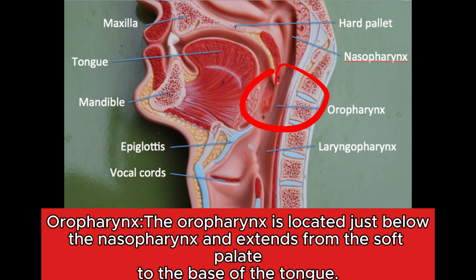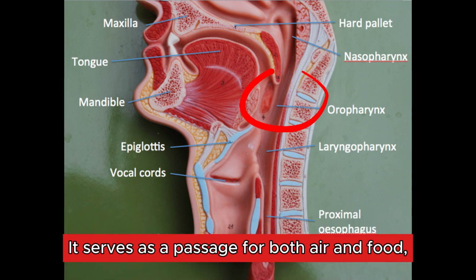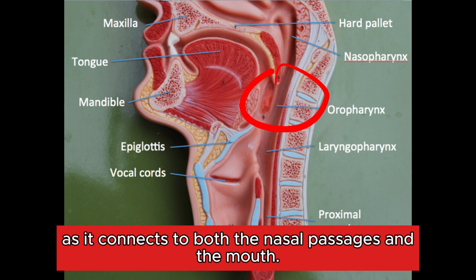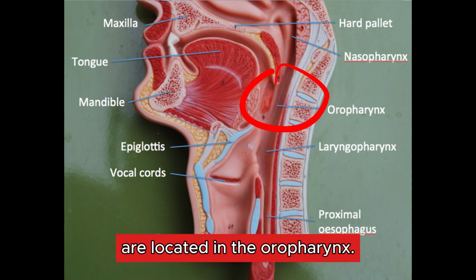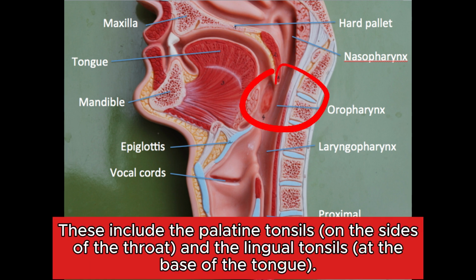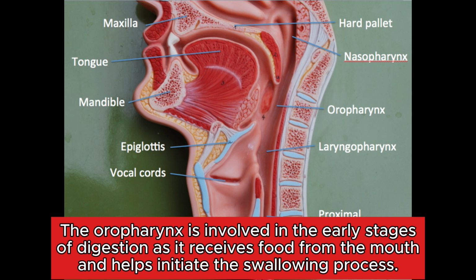Oropharynx. The oropharynx is located just below the nasopharynx and extends from the soft palate to the base of the tongue. It serves as a passage for both air and food, as it connects to both the nasal passages and the mouth. The tonsils, which are also part of the immune system, are located in the oropharynx. These include the palatine tonsils on the sides of the throat and the lingual tonsils at the base of the tongue.